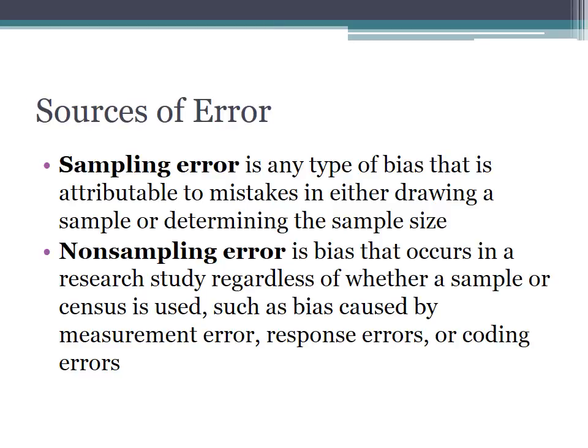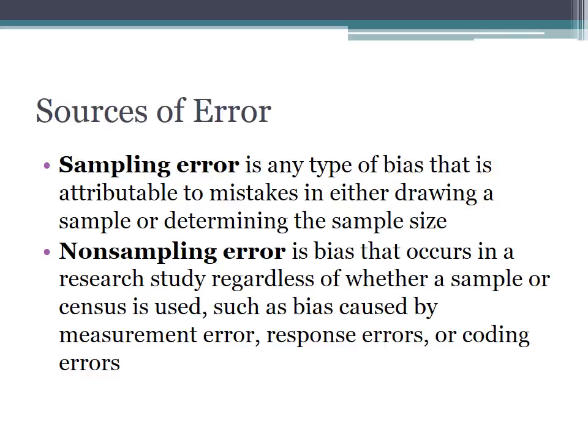So when we start pulling our samples, there's a couple of errors that you have seen before that we need to remember. There's sampling error, which is any type of bias that is attributable to mistakes in either drawing a sample or determining the sample size. Remember, sampling error is when the sample is a bad sample. We're now expanding that a little bit to include determining the wrong sample size or having a bad sample size.